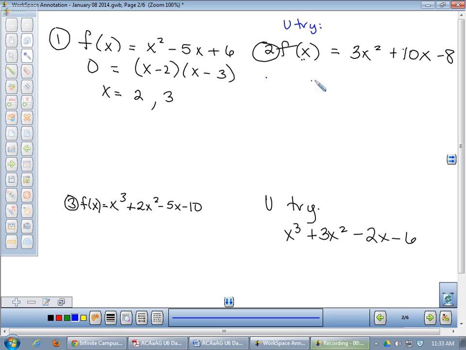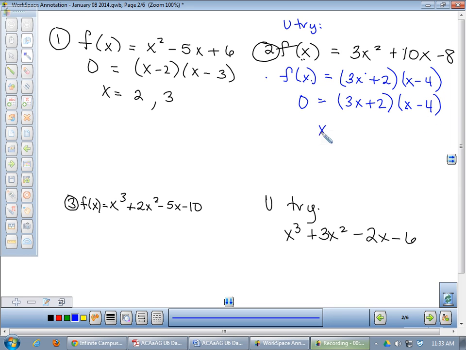Okay, so for number 2, did you factor this function to 3x plus 2 and x minus 4? Okay, so if we're trying to find the zeros of this function, we want to know where the function equals 0. And so the x values where the function has a value of 0 are negative 2/3 and 4.